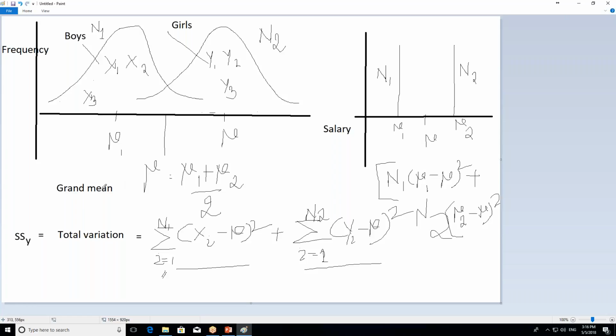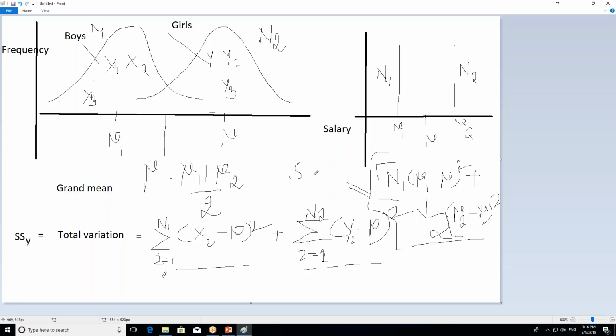Now there is one more thing: what is the sum of square within the group? Within the group means within the specific group. What will be the value in this case? The observations within the group, the sum of x minus the group mean, squared. This is what we call the within-group sum of square.